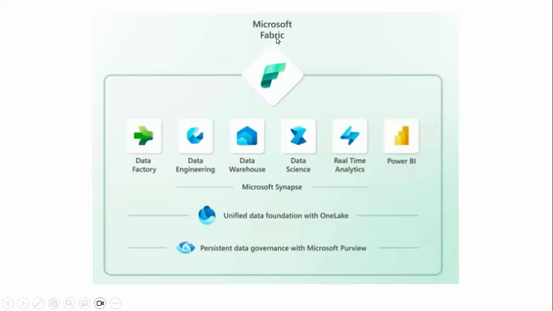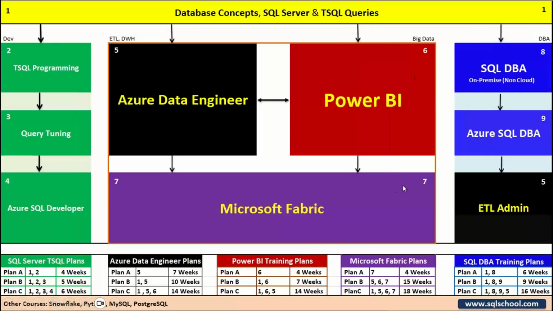Fabric is a one-stop solution for all big data needs, from storage to ETL to analytics and Copilot implementations. Let's understand more on what is Fabric. Number 7 in our course catalog: dependencies.